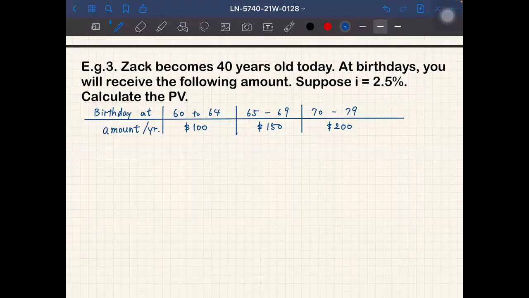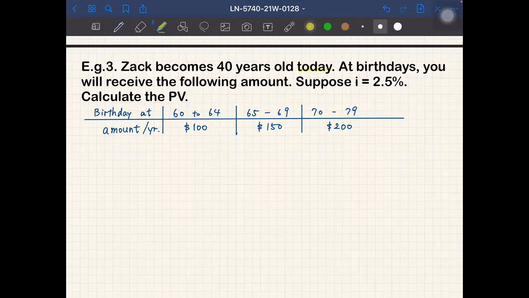Hi, this is example 3 of block payments. This example is similar to the first example, but since block payments often appear on the exam, we will have another example. Okay, so in the example, Zach becomes 40 years old today.